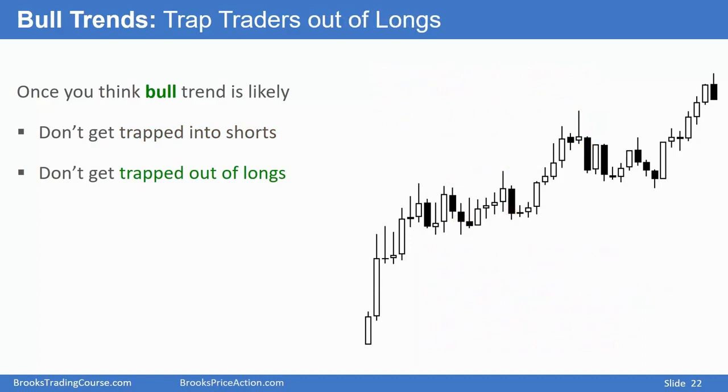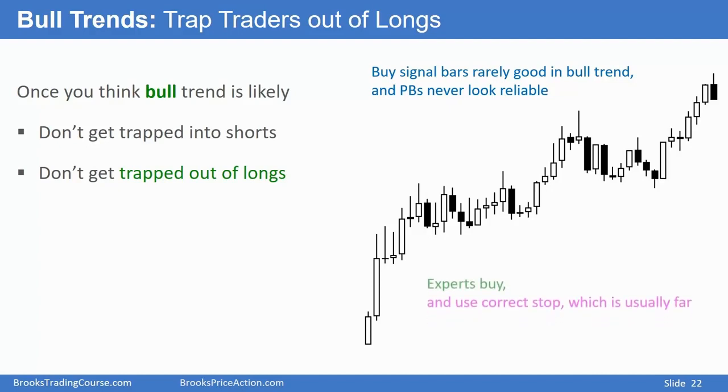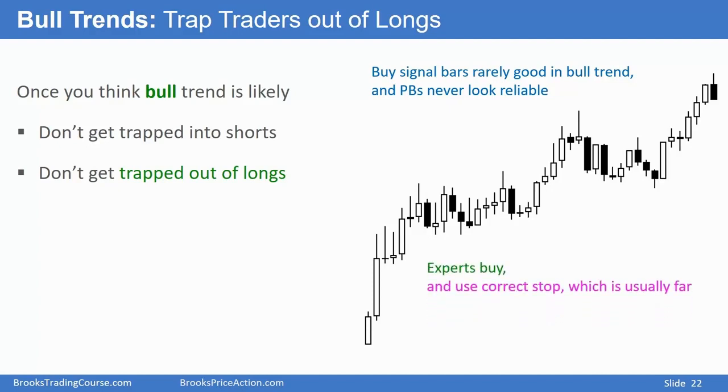Once you think the trend is up, don't get trapped into repeated shorts. Don't be selling. You just keep looking for buy opportunities. And strong bull trends rarely have good looking buy opportunities. This is not a good looking high one. Neither is this. That's not a good looking high two. We got a bear reversal and a doji, not good looking. But the signal bars, even though they do not look good typically, they're reliable. The probability is high. So experts buy and they just decide where the correct stop is.